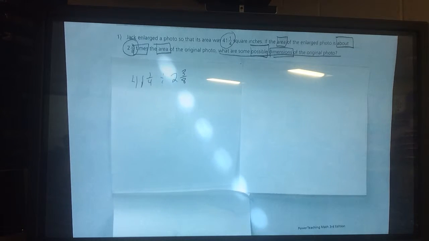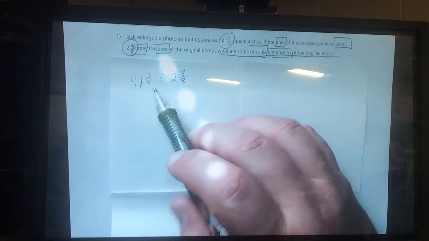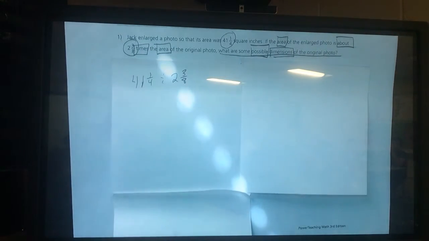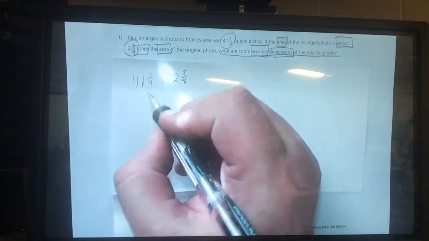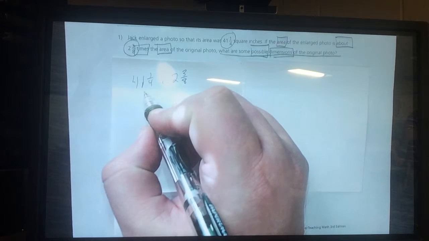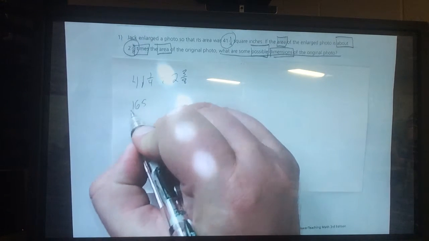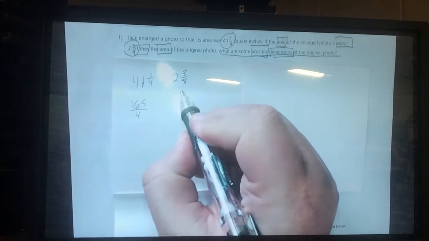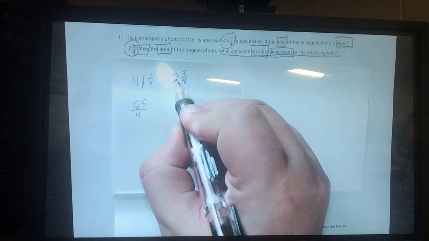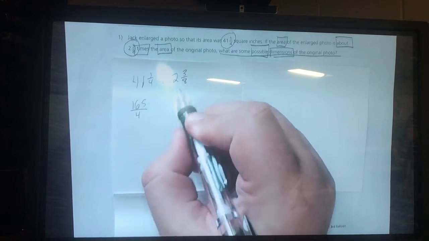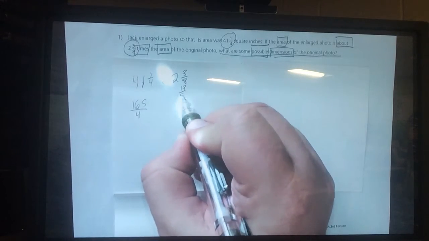So I have two mixed numbers here, and what I'm going to do with these mixed numbers is make them into improper fractions, and then I can solve them using the standard algorithm. I can say that 4 times 41 is 164 plus 1, 165 over 4. I can say 8 times 2 is 16, plus 3 is 19 over 8.